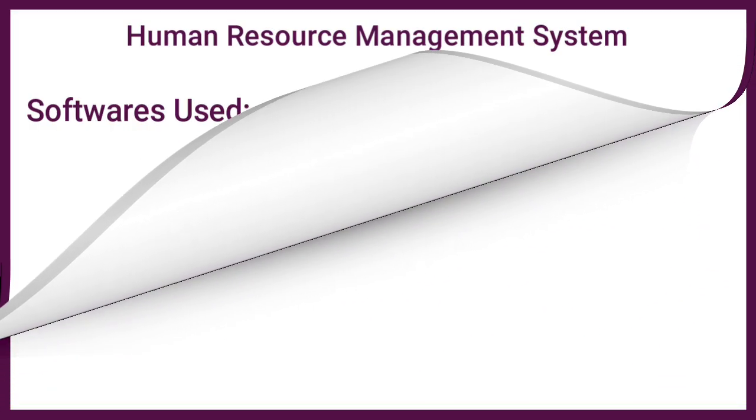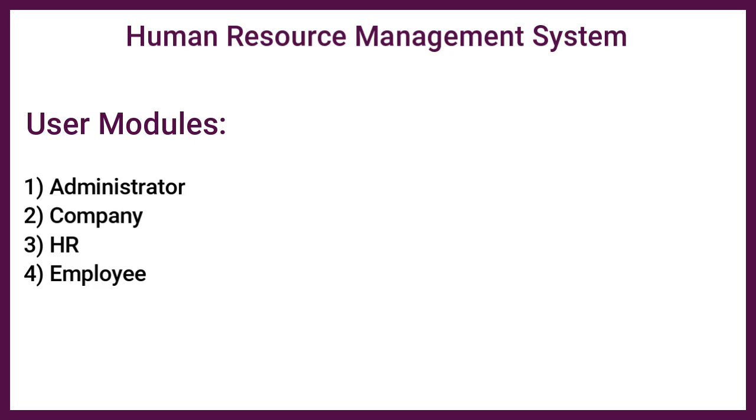User modules present in the project. So the project basically contains 4 user modules. The very first one is the administrator module, the second one is the company module, the third one is the HR module, and the last and very important module is the employee module.